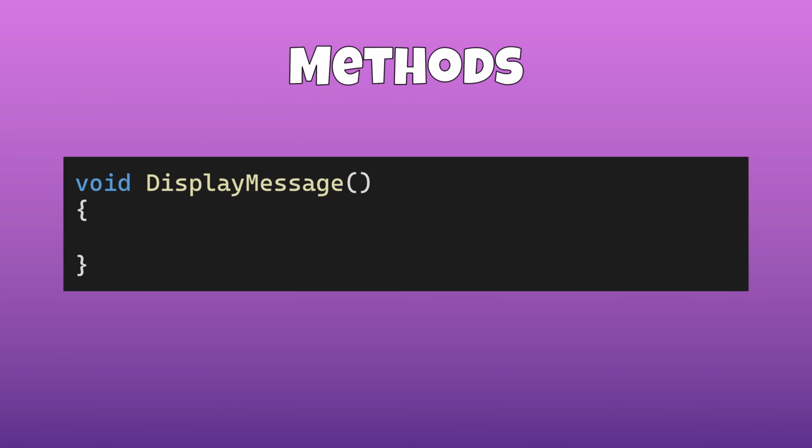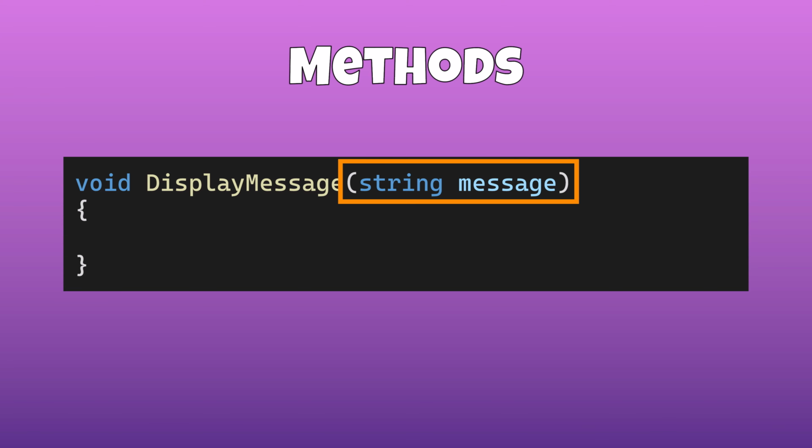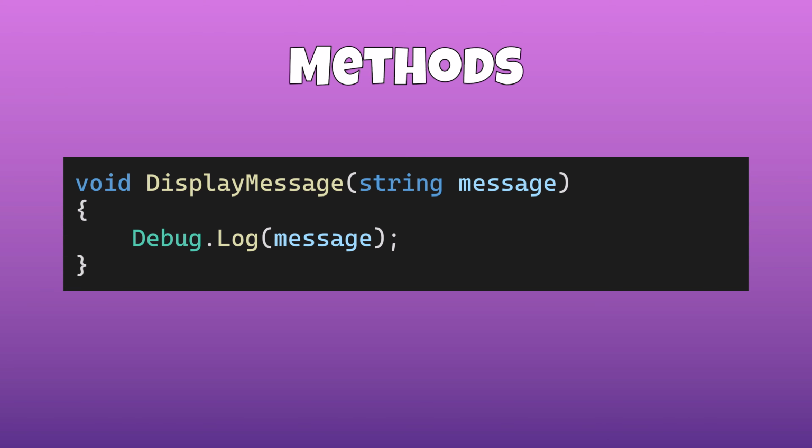Methods can also take parameters, which are values that you pass to the method so that it uses them. In the declaration of a method, you can define the parameter or parameters between the parentheses. Parameters are defined like variables, with a type and a name. For example, here, I can add a string parameter with the name message. Within the body of the method, I can then use this variable.